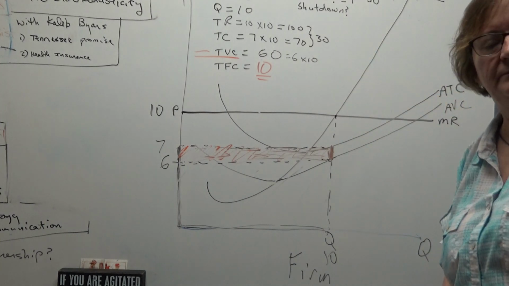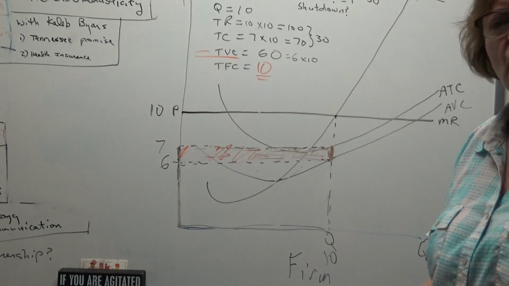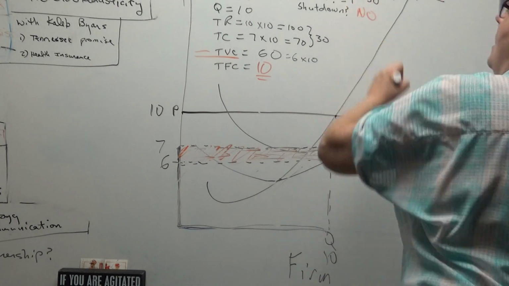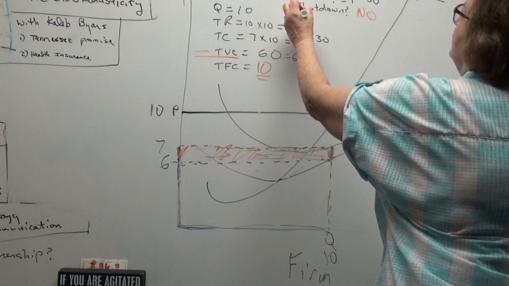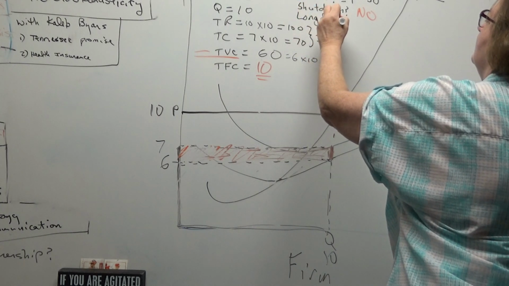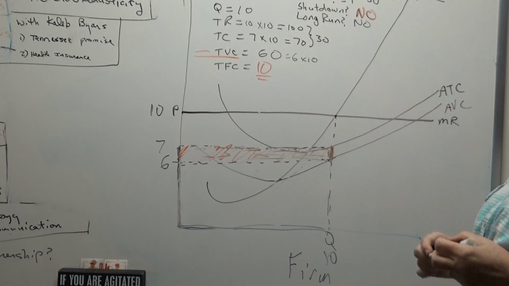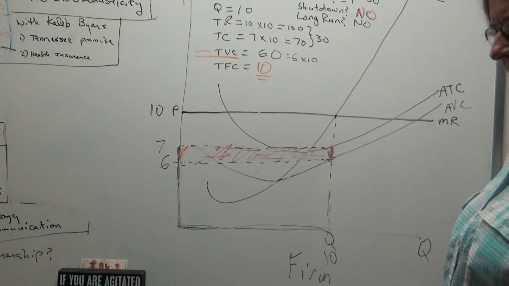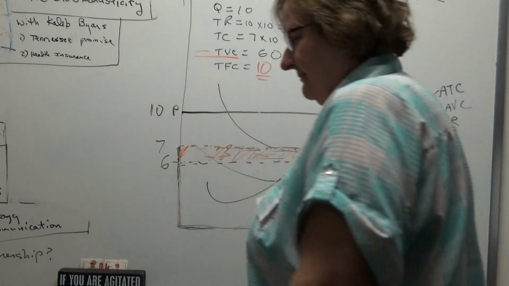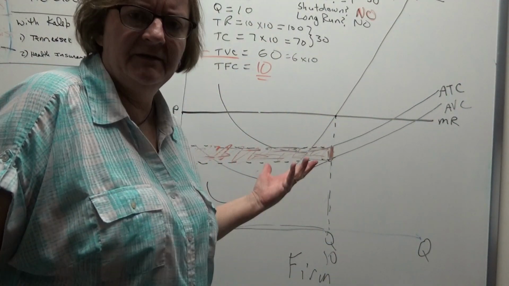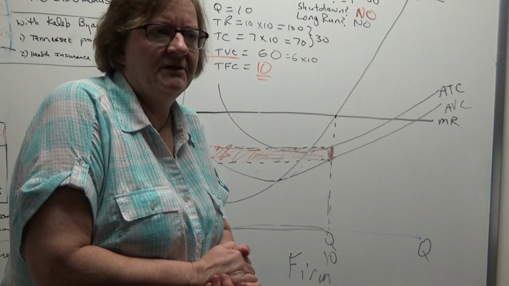Should we shut down? Making a profit. No. Okay? Oh, I didn't ask one more question. Could this be the long run? No. So the answer is no to both of those. The reason is, if you're making a profit, other people can come into this market because there's no barriers. They can come in and they can steal your profits by just coming in and competing.